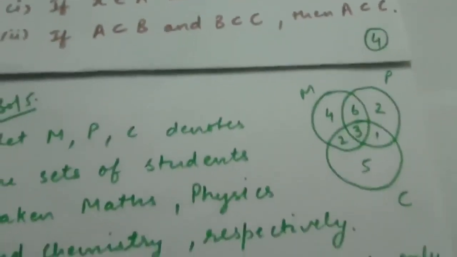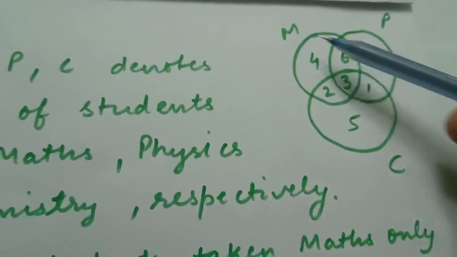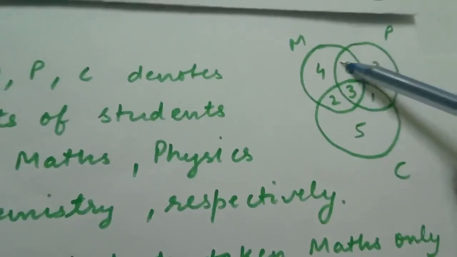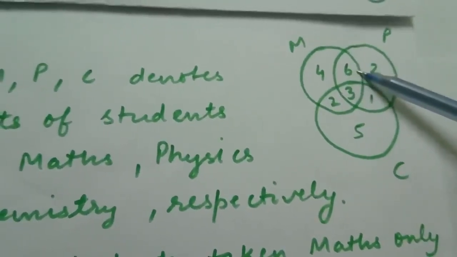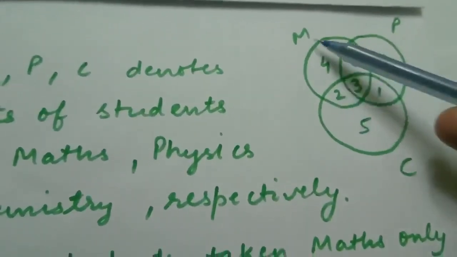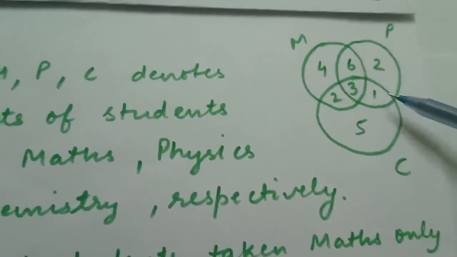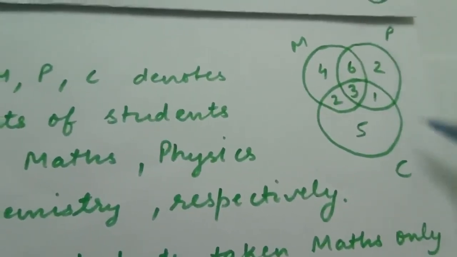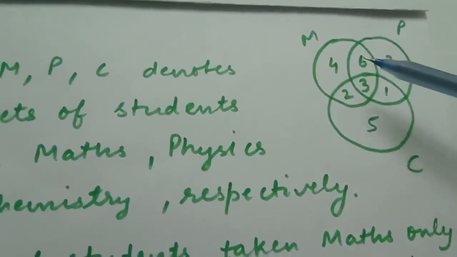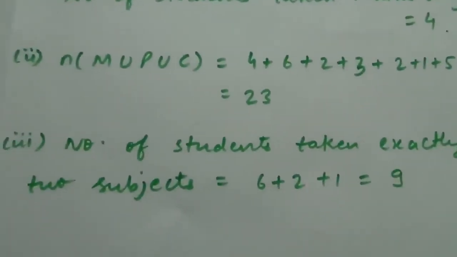Next part is number of students taken exactly 2 subjects. So from Venn diagram we can see it that here 6 shows the number of students who have taken maths and physics but not chemistry. So it shows the students who have taken exactly 2 subjects. Similarly, these 2 students have taken exactly 2 subjects, maths and chemistry, and this one student has taken exactly 2 subjects, physics and chemistry. So to find the number of students who have taken exactly 2 subjects, you have to add 6 plus 2 plus 1 and you will get the answer as 9.